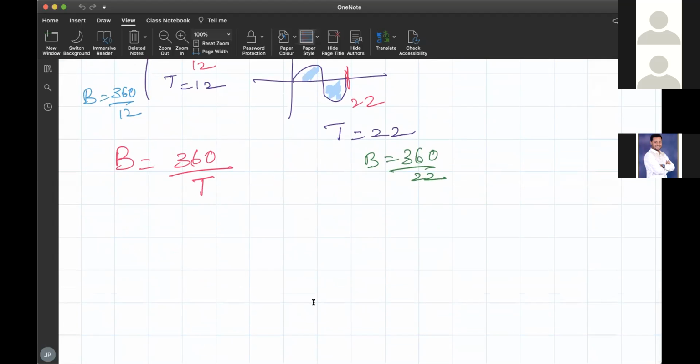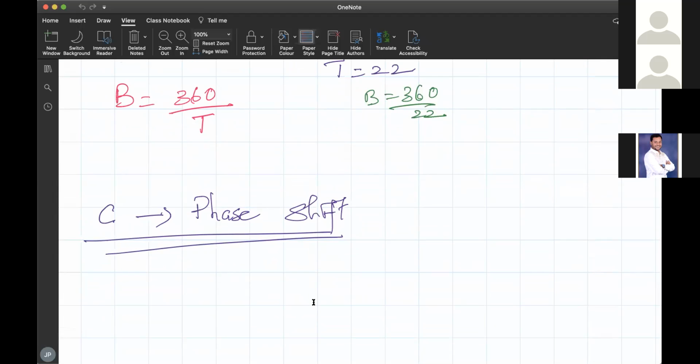Now, C. C is called phase shift. This is probably the most interesting part, I think. Phase shift is horizontal shift. So if D is vertical shift, phase shift is horizontal shift. And you know why I find it interesting? Using phase shift, you can write sine as cosine and vice versa.